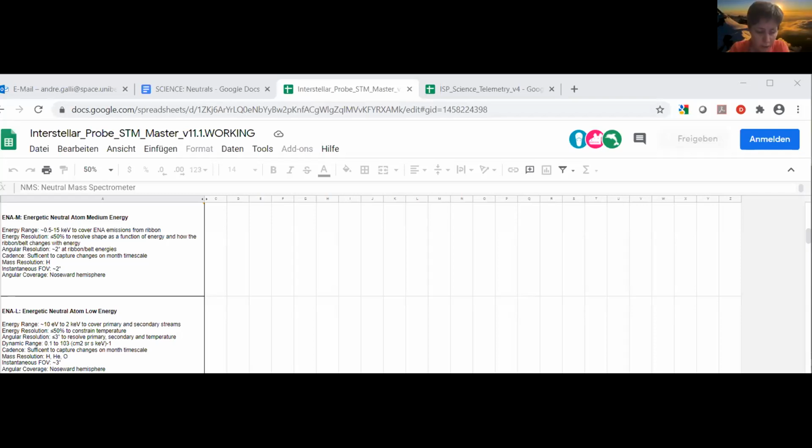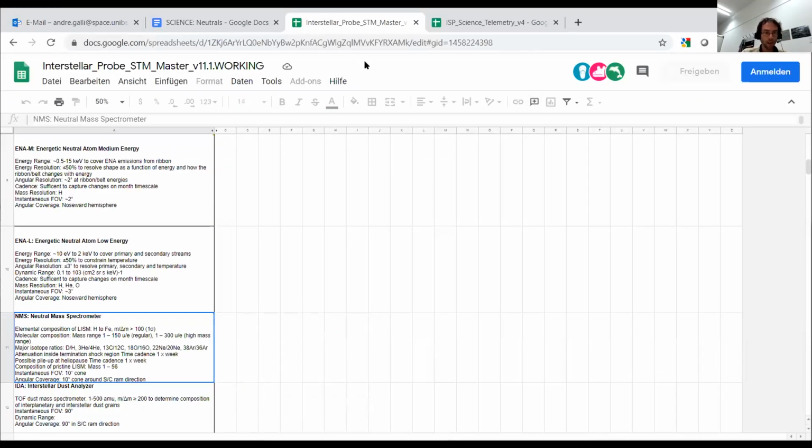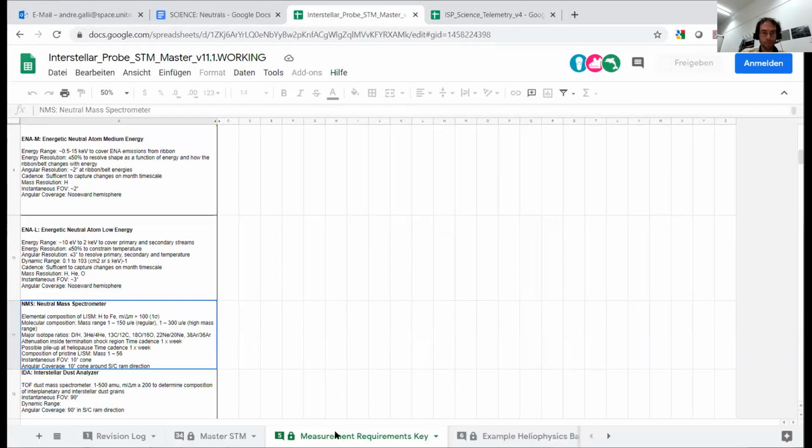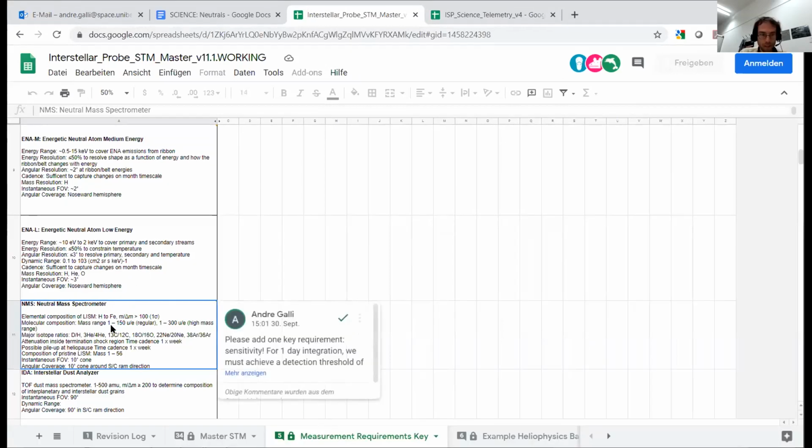Yeah, but one question related: how big are the biggest particles that you can measure? So you only measure atoms, basically. Yeah, actually, that's in the STM. Let me see if I find this. Here it is. Now I'm on the measurement requirements for the different instruments, and here for the dummy payload for the neutral mass spectrometer, the requirement is elemental composition from hydrogen to iron. So it's really basically M over Z from 1 to 60 or something like this. Okay. Yeah.